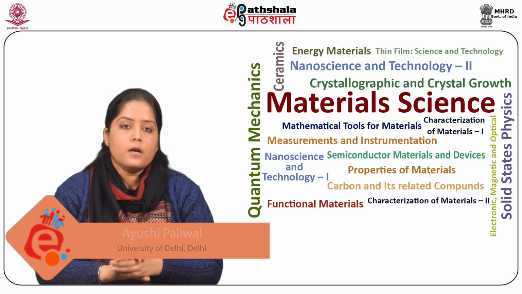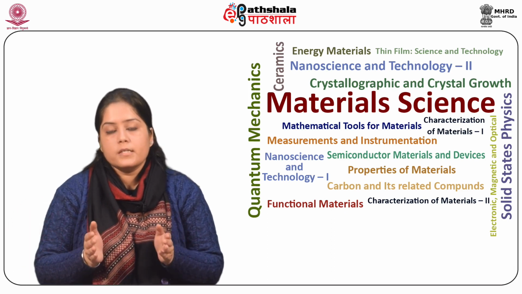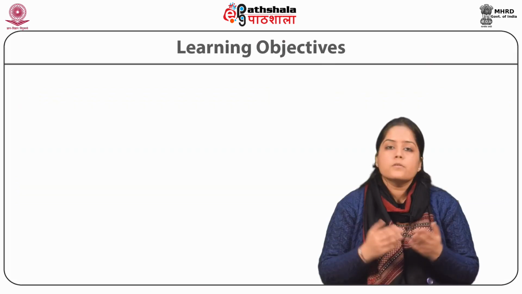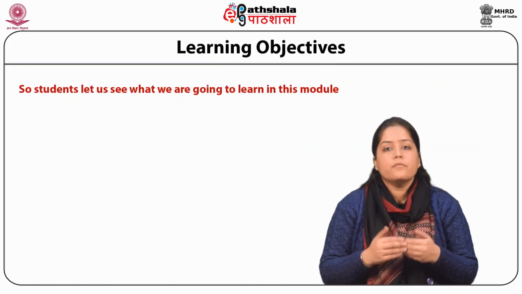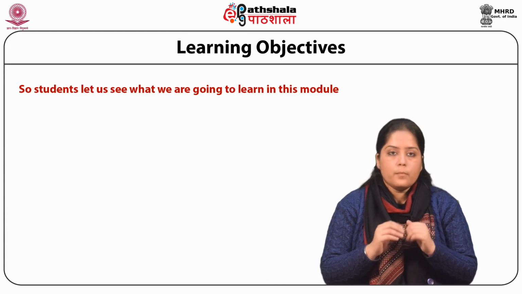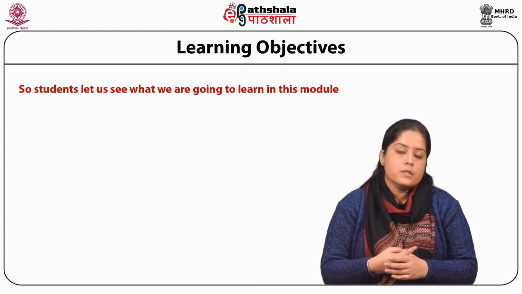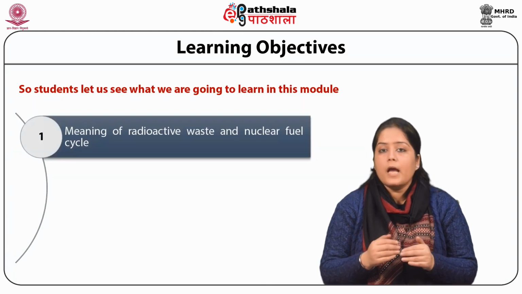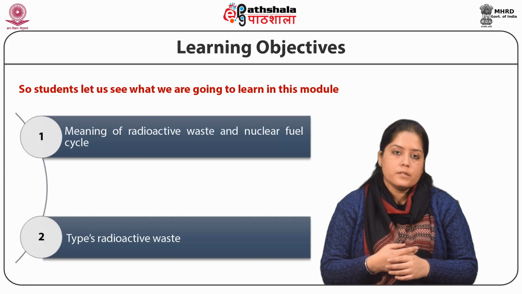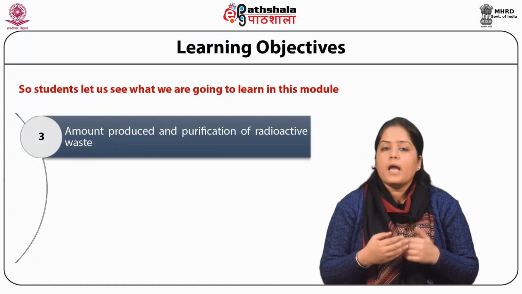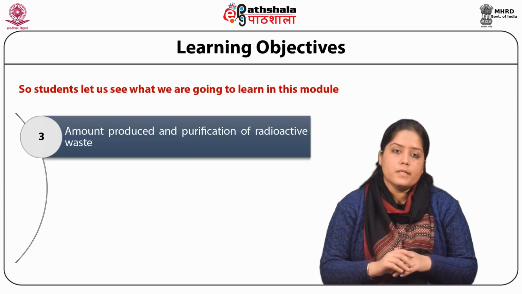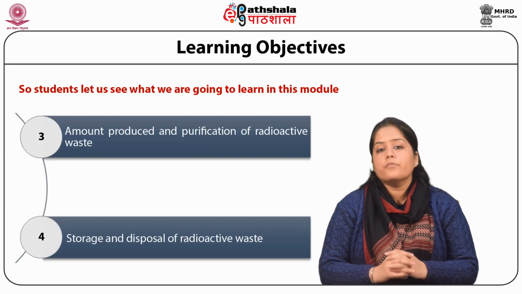Today we are going to discuss a module, Radioactive Waste and its Management, from the paper Energy Related Materials. So students, let us see what we are going to learn from this module. From this module, you will get to know the following. First, the meaning of radioactive waste and the nuclear fuel cycle. Second, types of radioactive waste. Third, the amount produced and purification of radioactive waste. Lastly, storage and disposal of radioactive waste.